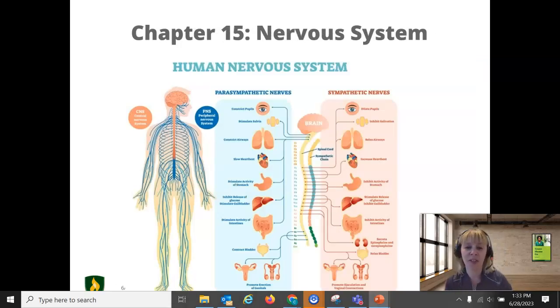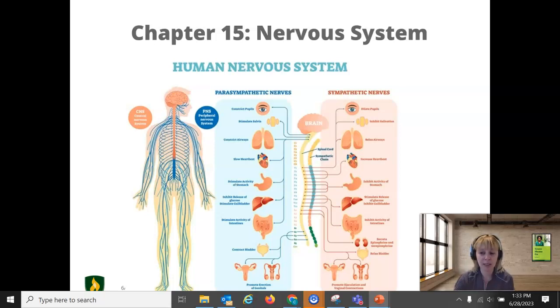And now we're going to move into Chapter 15, which is talking about your nervous system. The nervous system is one of the most complicated systems in the body, not only in structure but also in function. The nervous system senses physical and chemical changes in the internal and external environments. It will then process them and then respond to them to maintain homeostasis.